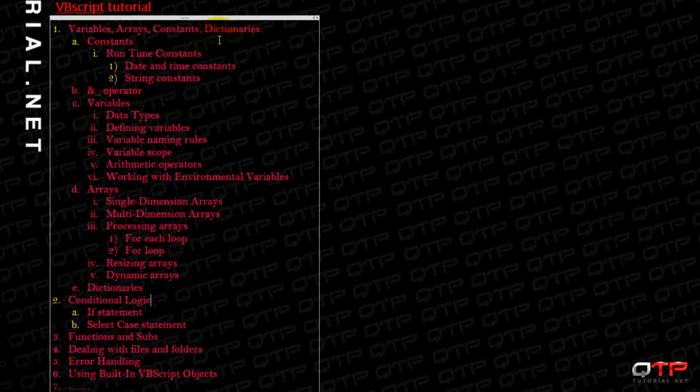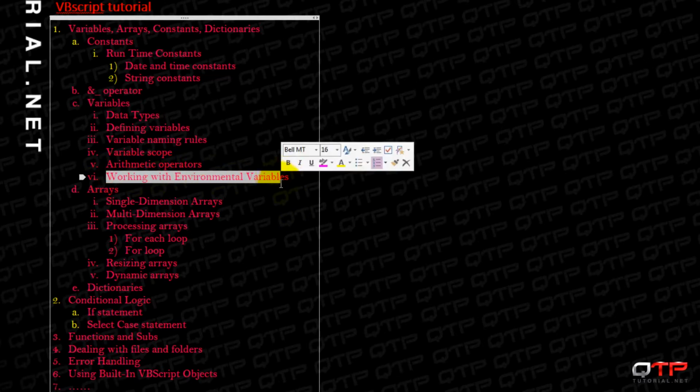We started by discussing some constants. We talked about different runtime constants, such as date and time constants and string constants. We discussed the ampersand underscore operator. We talked about variables and different data types. We learned how to define variables, and we learned variable naming rules. We learned that we should follow the Hungarian notation of naming our variables. We also learned about variable scope. We designed a mathematic game using pure VBScript that allows us to play mathematics with our user. And then we learned how to work with environmental variables.